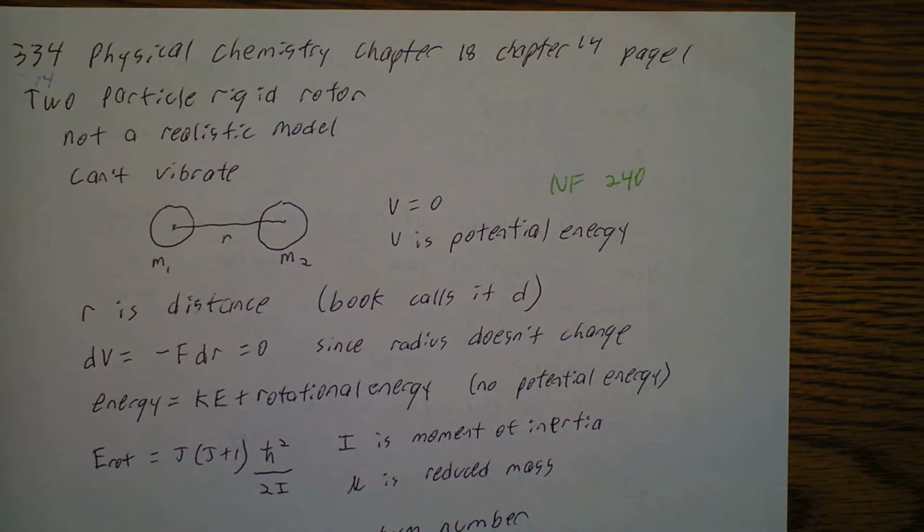Continue on physical chemistry, chapter 18. We're in section 14 now. We're going to talk about a two-particle rigid rotor. Now, this isn't a realistic model, but again, it's a model we're going to use.